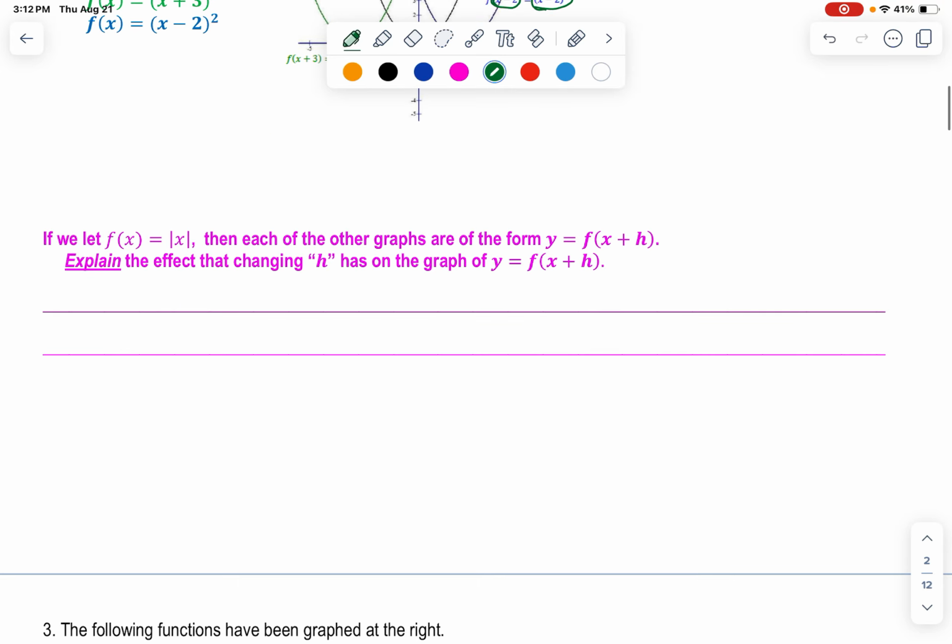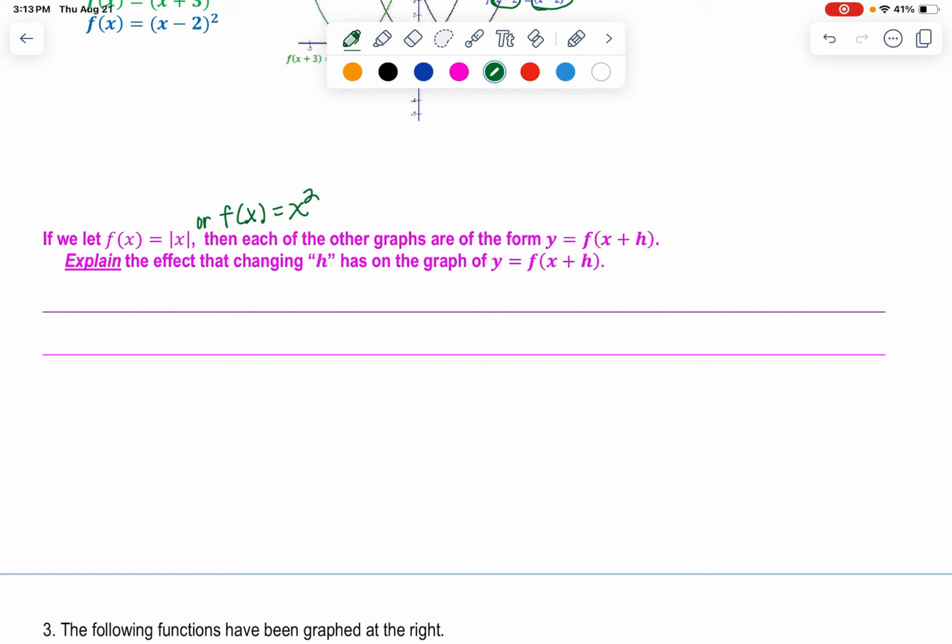Okay, let's go ahead and summarize that here. In this writing, it says if we let f of x equal, that's wrong. This one is x squared. So let's put f of x equals x squared, because that one's x squared, but it works for the absolute value function too. Then each of the other graphs are of the form y equals f of x plus h.